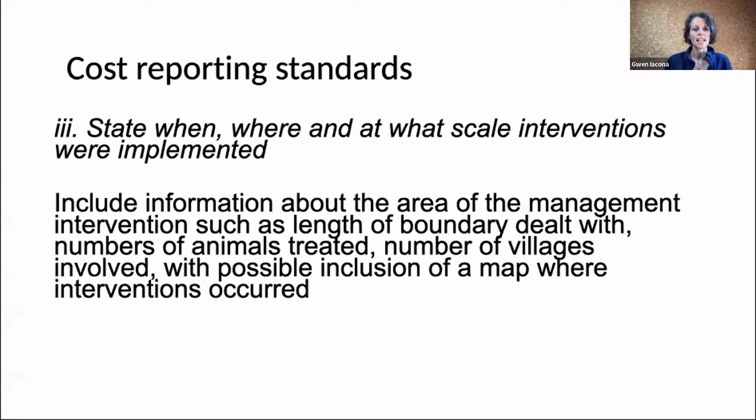The third standard is to state when, where, and at what scales interventions were implemented. So this is saying, okay, if I am estimating the costs in my paper of some invasive species management intervention, am I talking about 1,000 acres? Am I talking about 1 acre? It's giving some idea of the scale, so that if this number in your paper is really big, but it represents a really large area, future readers, future users of these data can understand what exactly it is representing.